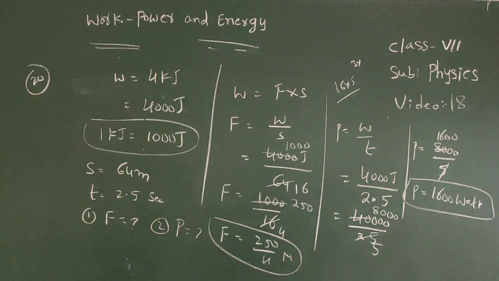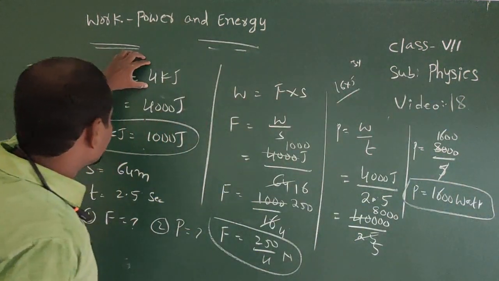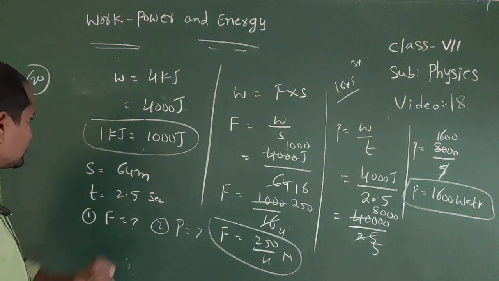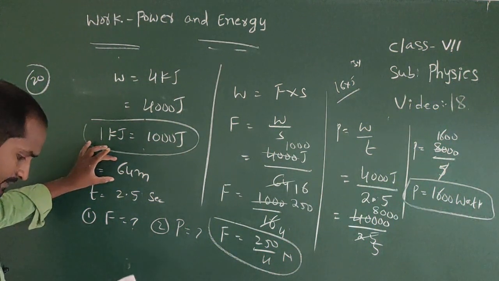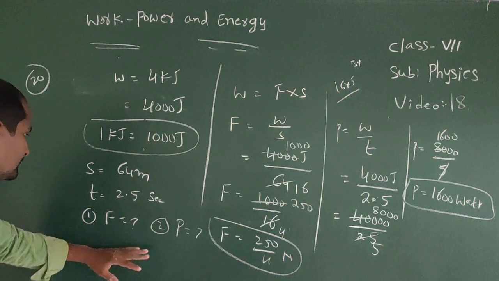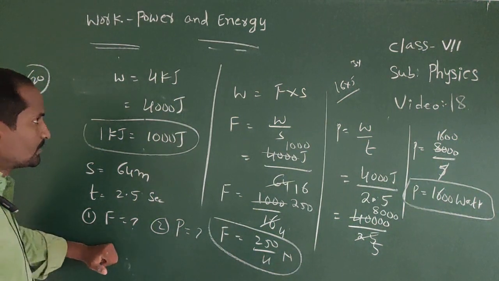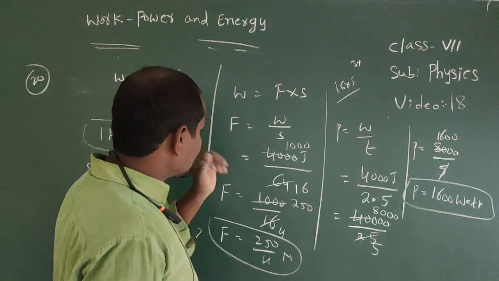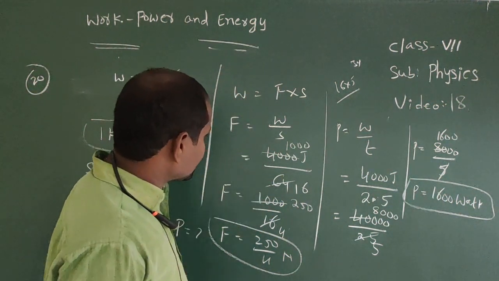Power equal to 1600 watt. Listen once again. Work done is given as 4 kilojoules, that equals 4000 joules. S equal to 64 meters. T equal to 2.5. Then find the force and power. So work done equal to F into S. Force equal to work done by S. So here 4000 by 64.